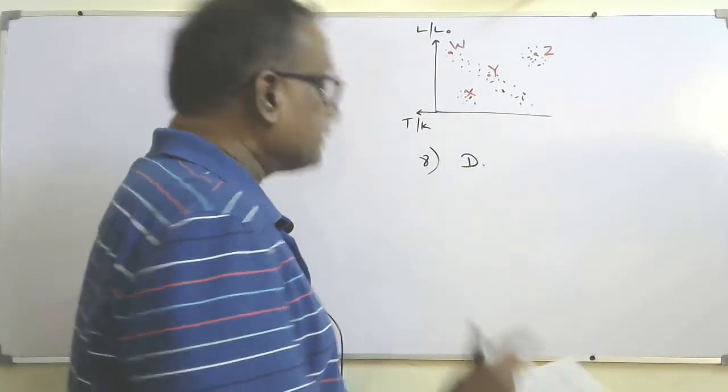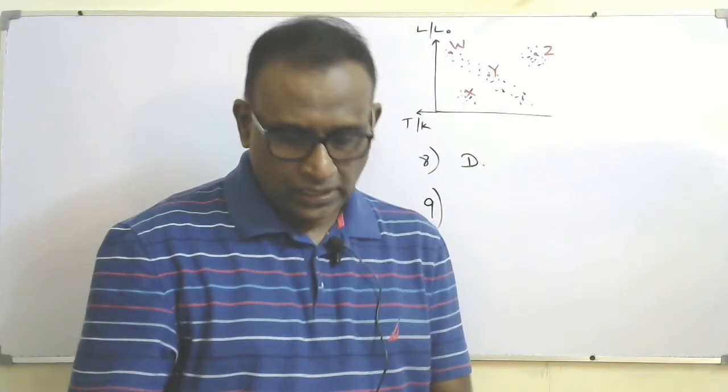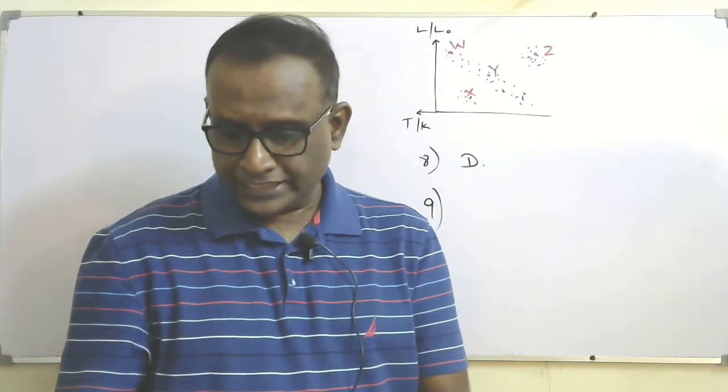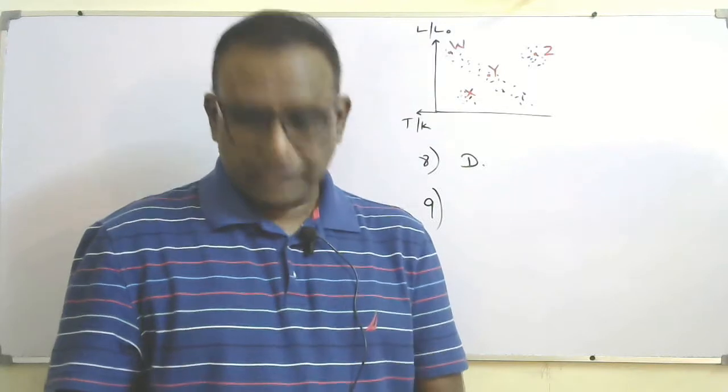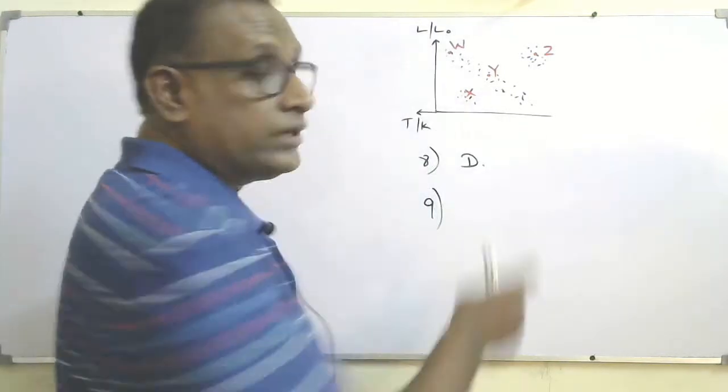Question number 9, for that also we need to use this HR diagram, Hertzsprung-Russell diagram. Which of the following statements about stars in the positions W, X, Y, and Z is correct? First one, W and Y have the same mass. Never. W and Y won't have the same mass.